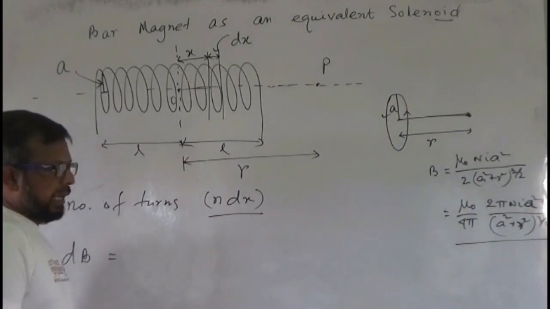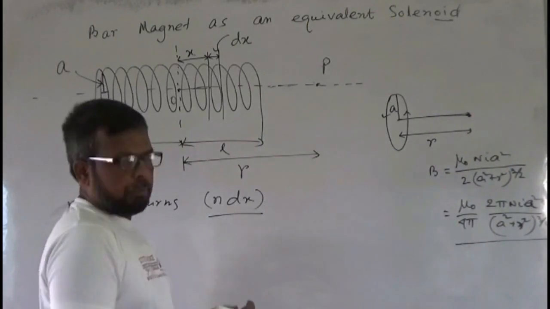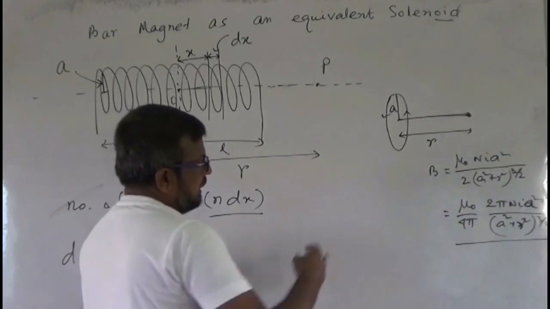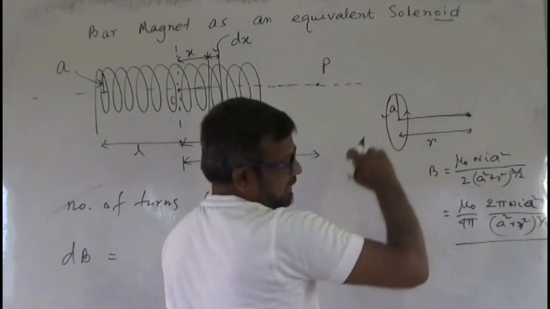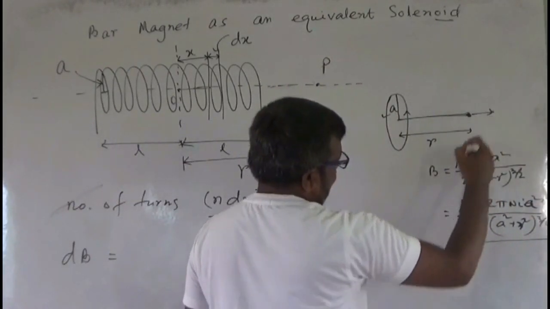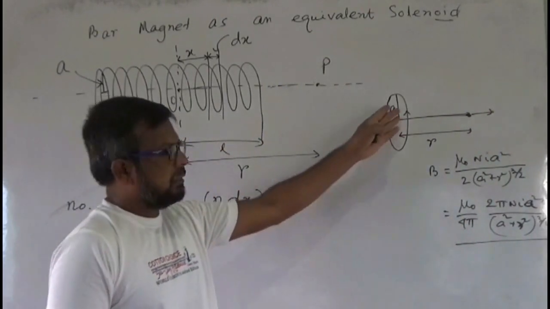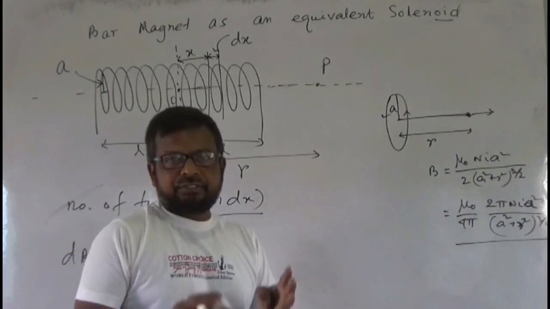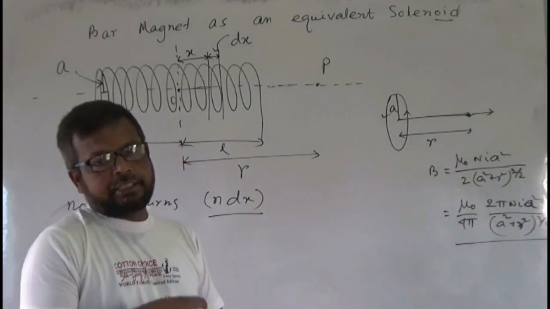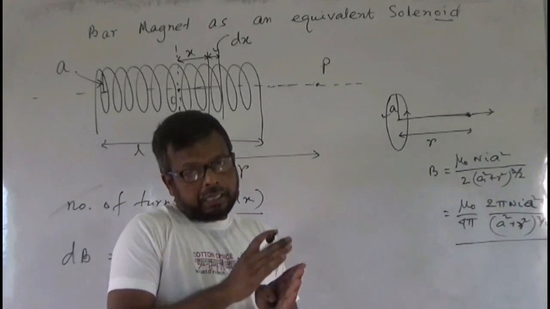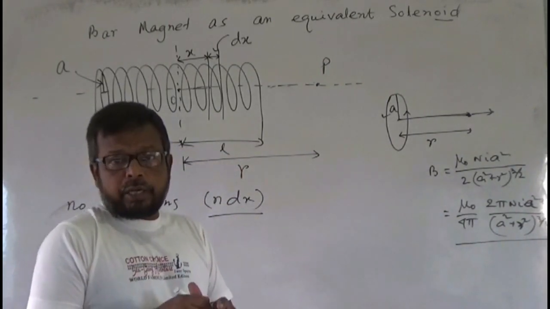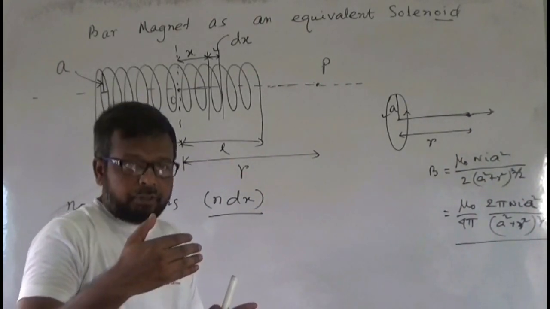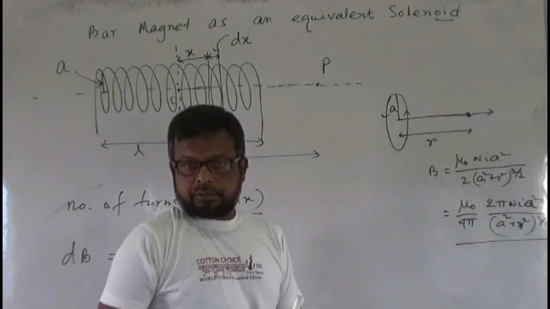due to a circular coil on the axis, and we have already told that the direction of the field in this case was away from the coil. If the current is in anti-clockwise direction as seen from the field point, then the field will be away from the coil. If the current is in clockwise direction from the field point, then the field will be into the coil, right?